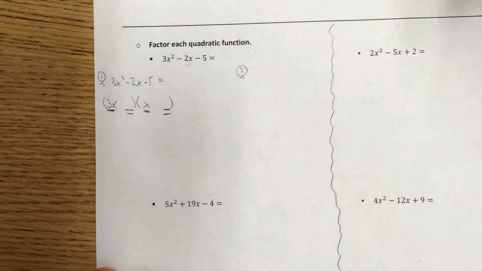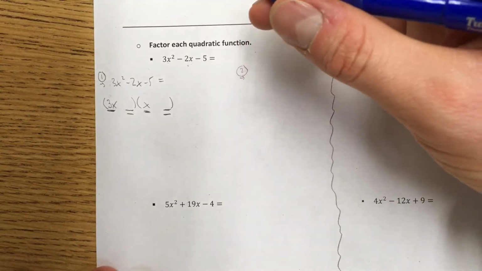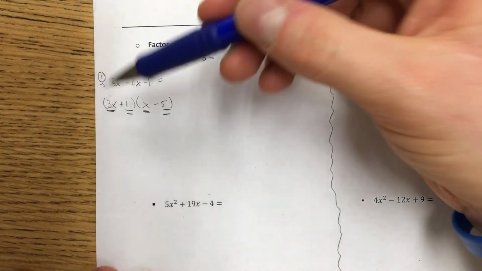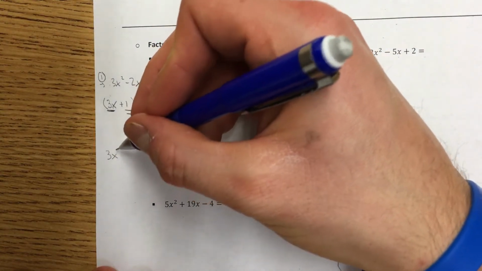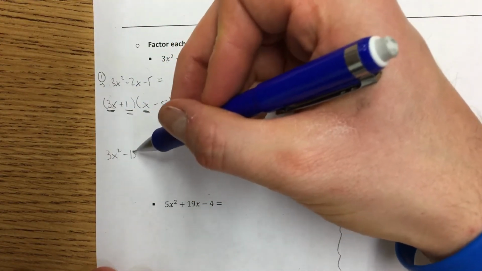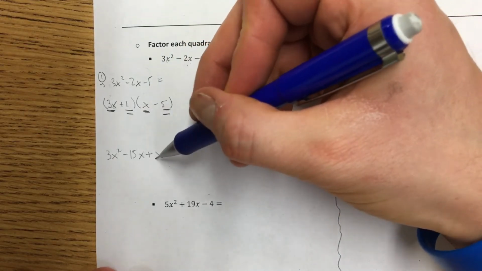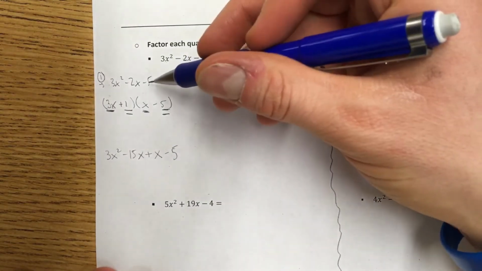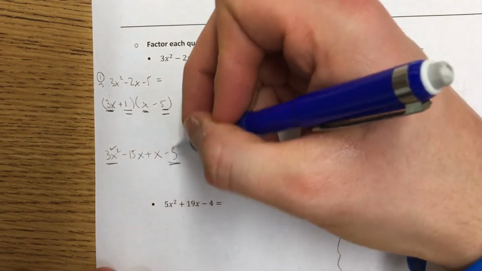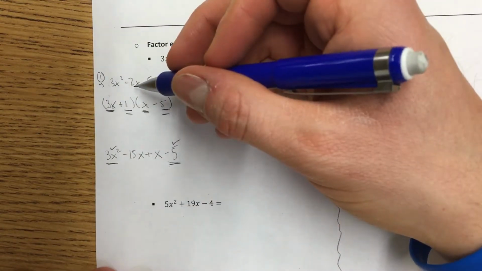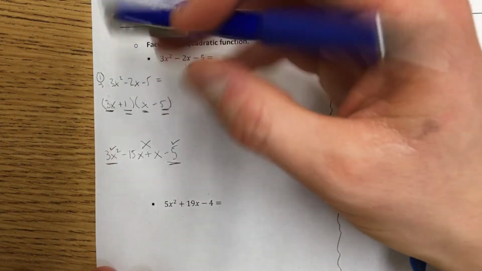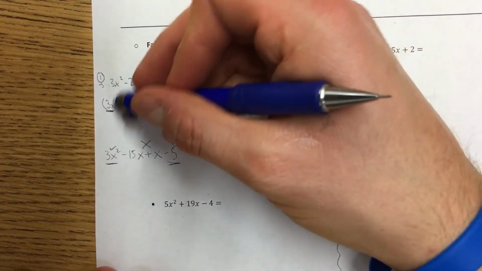So now I'm playing around. It's like a numbers game. What two numbers multiply to give us -5? Well, let's say -5 and 1. Well, if I give this +1 and -5, and FOIL, 3x times x is 3x squared. 3x times -5 is -15x. 1 times x is x. And 1 times -5 is -5. If I look back to my original, 3x squared, good. The -5, good. But I need these two to combine to -2. That doesn't happen. So this is not the correct factorization. Those first two, all good. These last two, not so much.